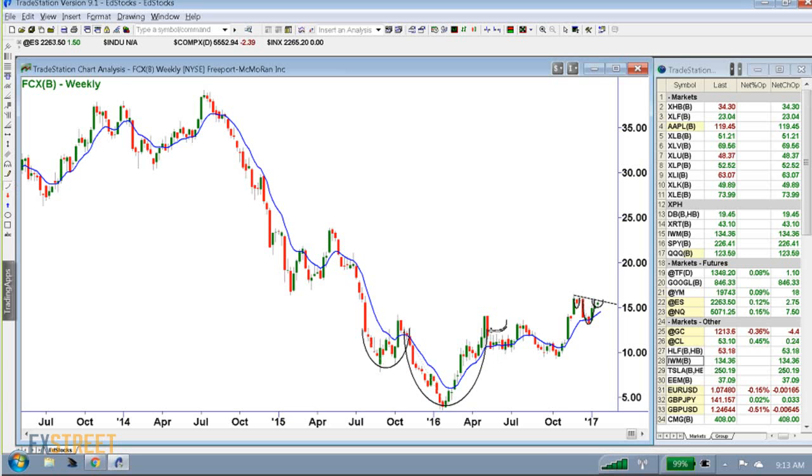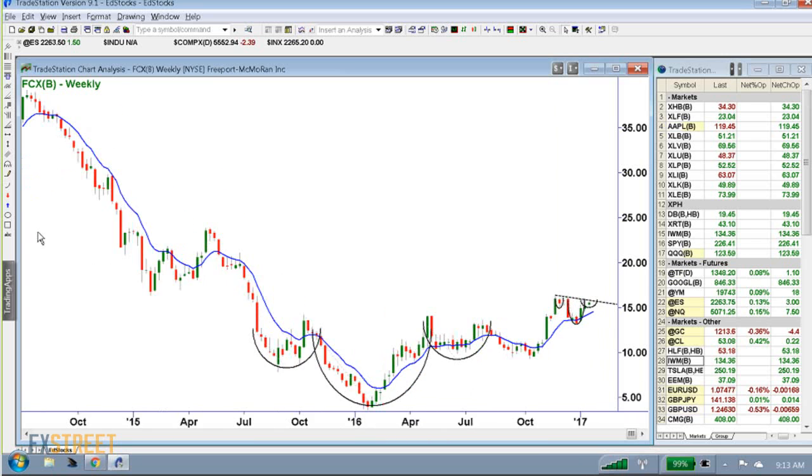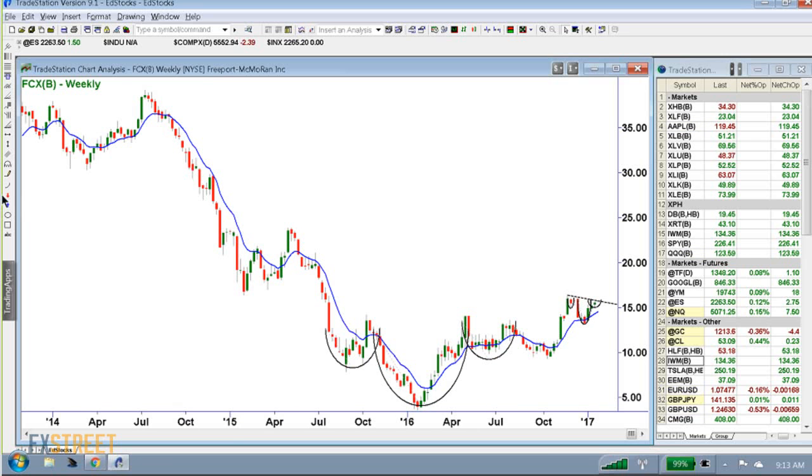Where's the right shoulder? Oh, here it is. Like that. So on the weekly, this chart shows you two inverted head and shoulders. One of them is the reversal. And one of them is the continuation.